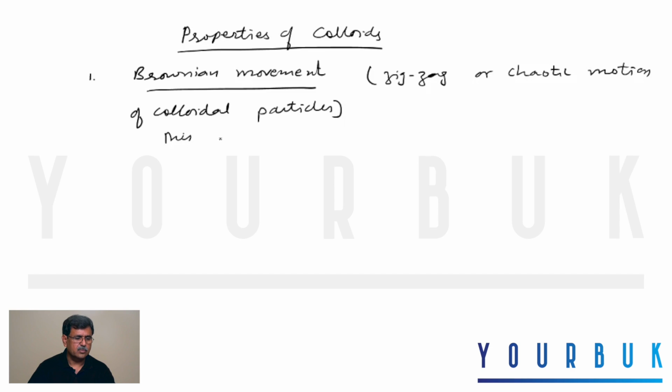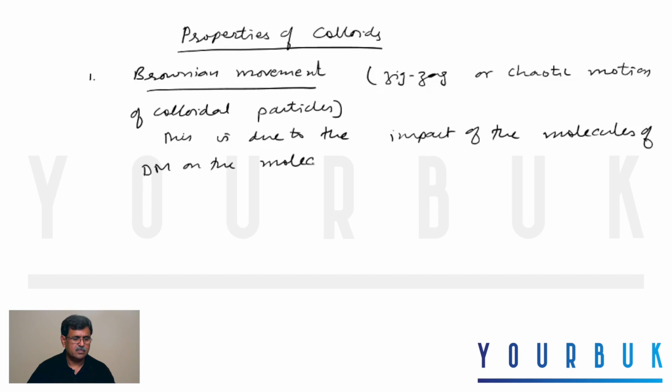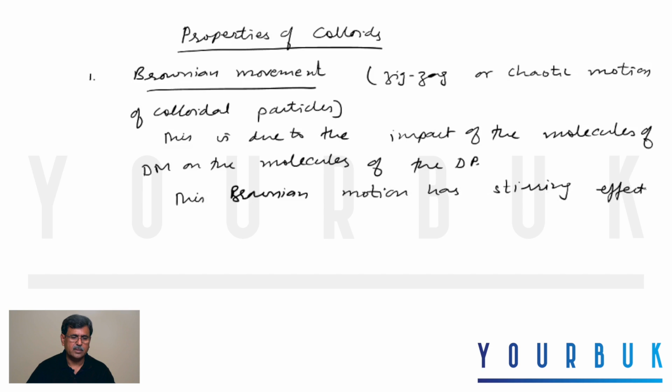Now this Brownian motion is due to the impact of the molecules of the dispersion medium on the molecules of the dispersed phase. This Brownian motion has a stirring effect. So it does not allow the colloidal particles to settle down or precipitate. It gives stability to the colloidal solution.